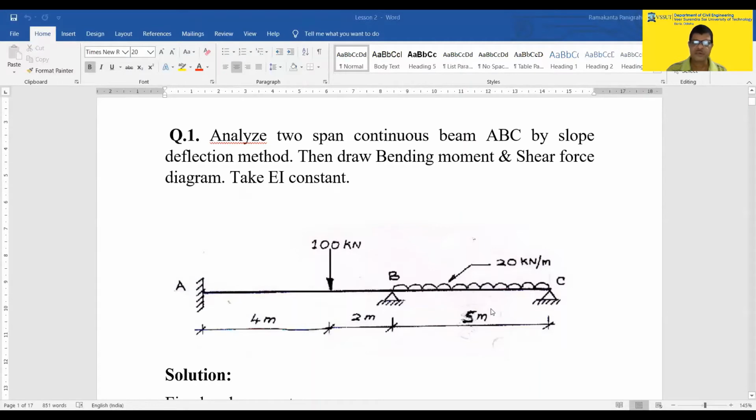series of problems. And the first problem is: analyze the two-span continuous beam ABC by slope deflection method. Then draw the bending moment and shear force diagram. Take EI constant. EI constant means each span has the moment of inertia and Young's modulus constant. The property does not change throughout the entire span of the beam.